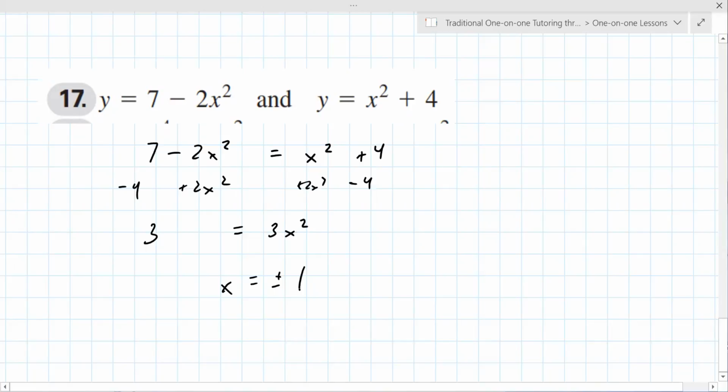You can, you really should graph these. Even if it's not a really good graph, like this one on the left, it goes down, or it opens down, and this one opens up. So it's reasonable that there's only 2 places where they intersect.